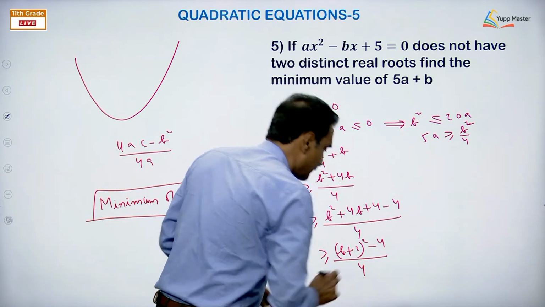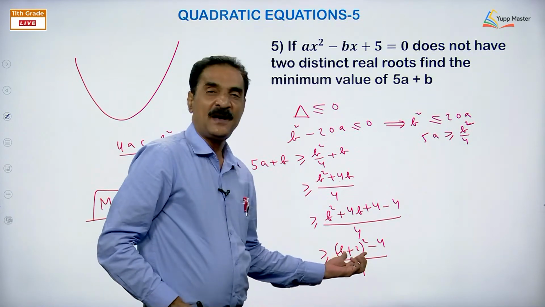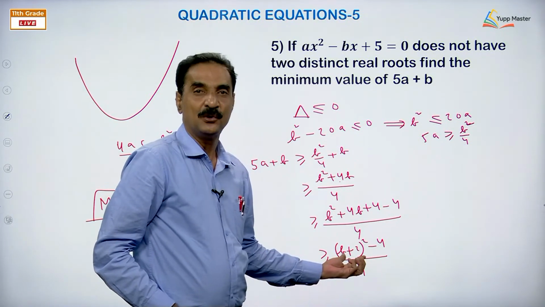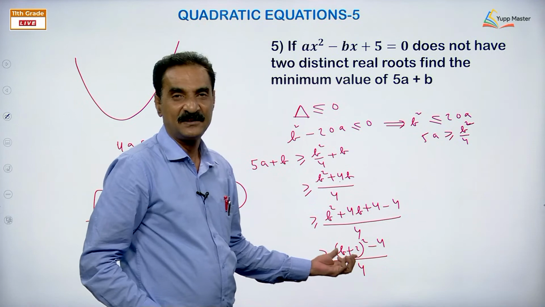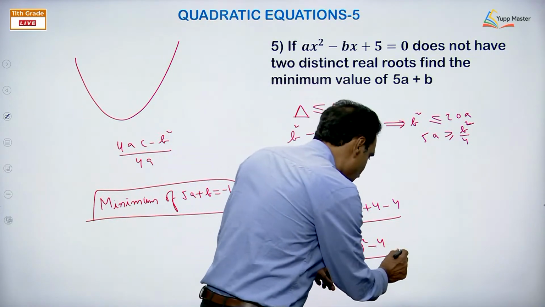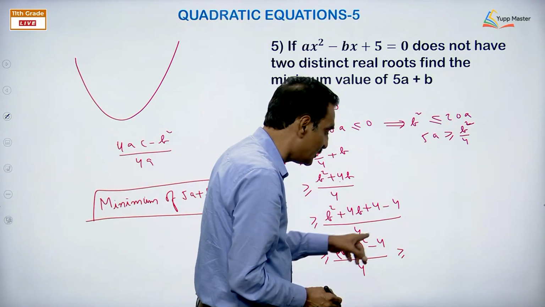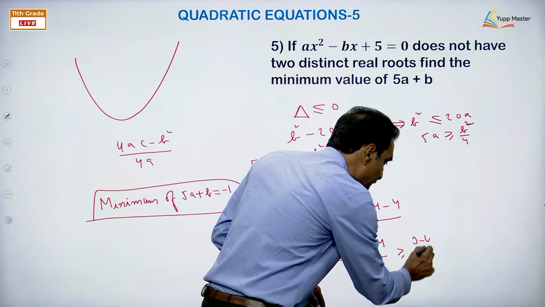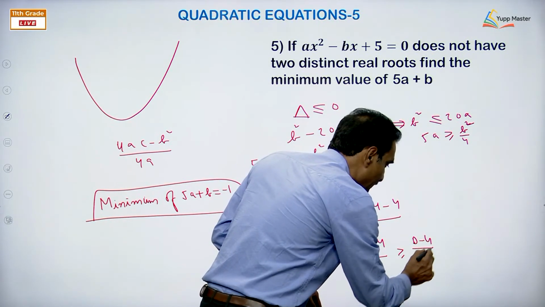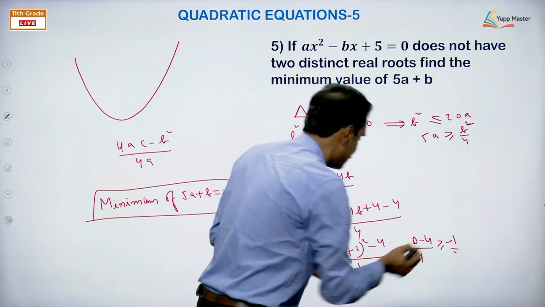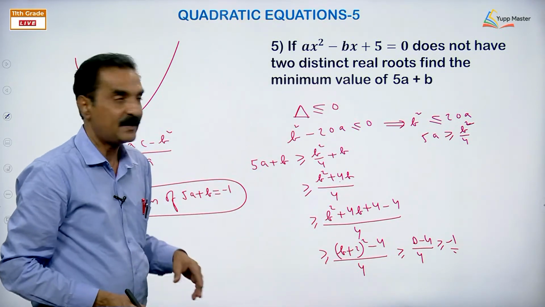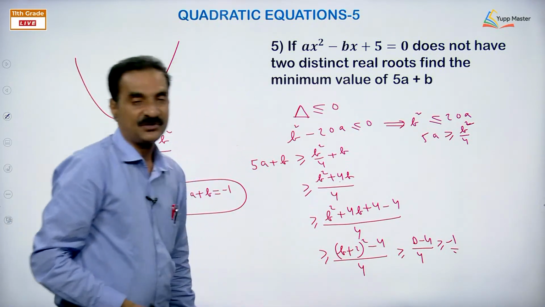Minus 4 by 4. We know that minimum value of b plus 2 whole square is 0. Perfect square is always greater than or equal to 0. So, this whole expression is greater than or equal to 0 minus 4 by 4. How much? Minus 1. You are getting the answer. Okay. Next question.